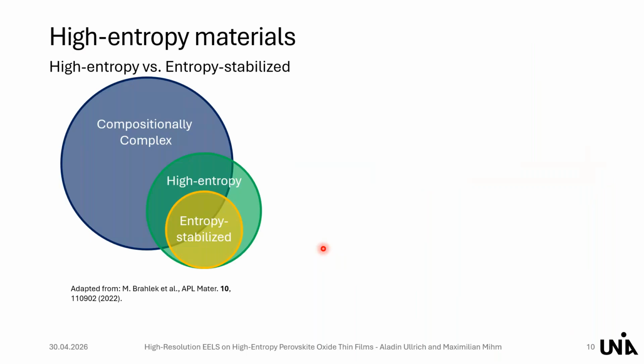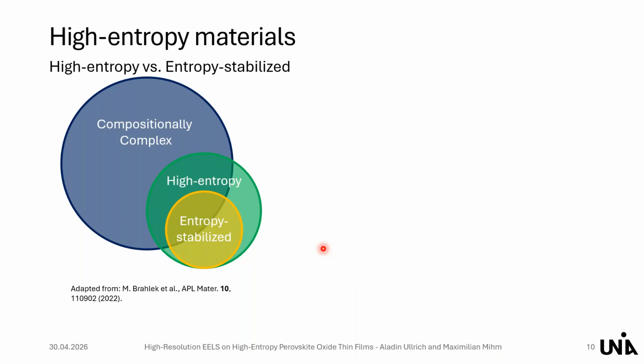So how are these names connected? We can connect it the following way. We have compositionally complex materials. These are just materials with many different elements inside. A part of compositionally complex materials are the high entropy materials, and also a small part of the high entropy materials are entropy stabilized materials.